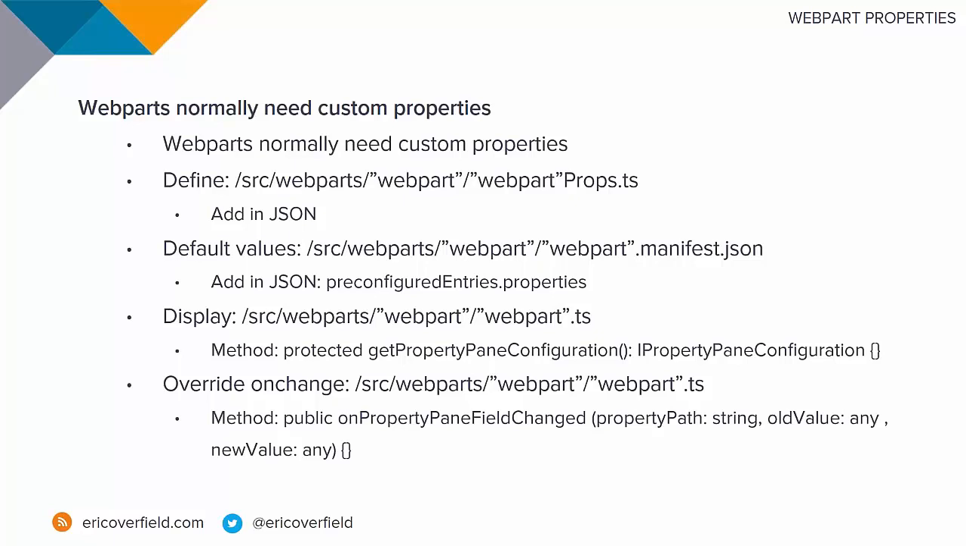Lastly, what I want to highlight is when a property value is changed. If any property value is changed, by default, a method is triggered for you called the onPropertyPaneFieldChanged method, and it provides you the property path. So what property was changed, the variable name that you defined in your props.ts file. It'll provide the old value, what it was, and the new value. And you can now decide how you want that to work. Like if you needed to do something, you could say, hey, I want to override the method that SharePoint provides, and I want it to do something else.